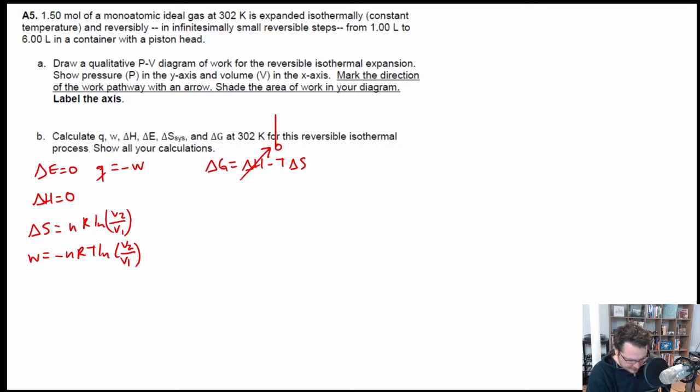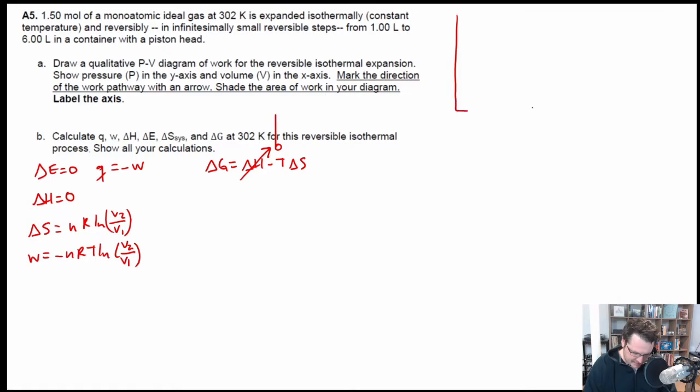So we have all of these factors and values right here. Now, the thing to consider: I already jumped ahead of part A. Part A is just simply drawing the qualitative PV diagram.